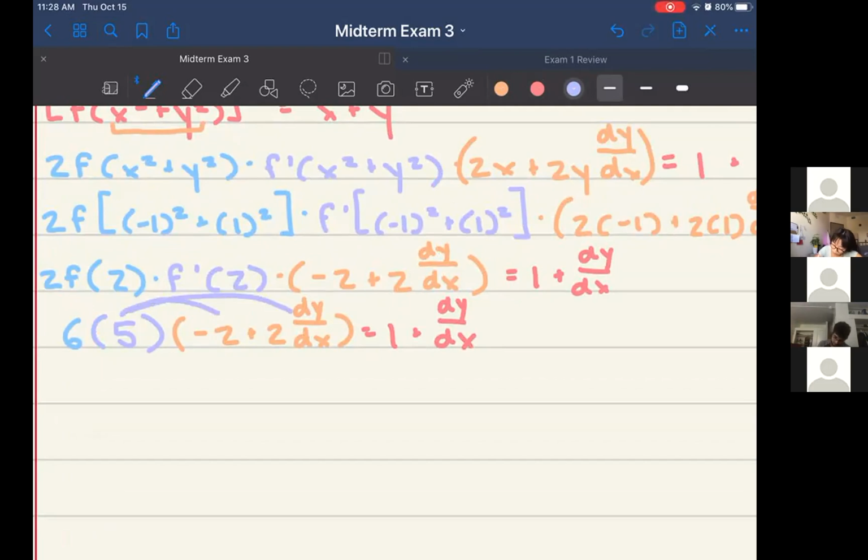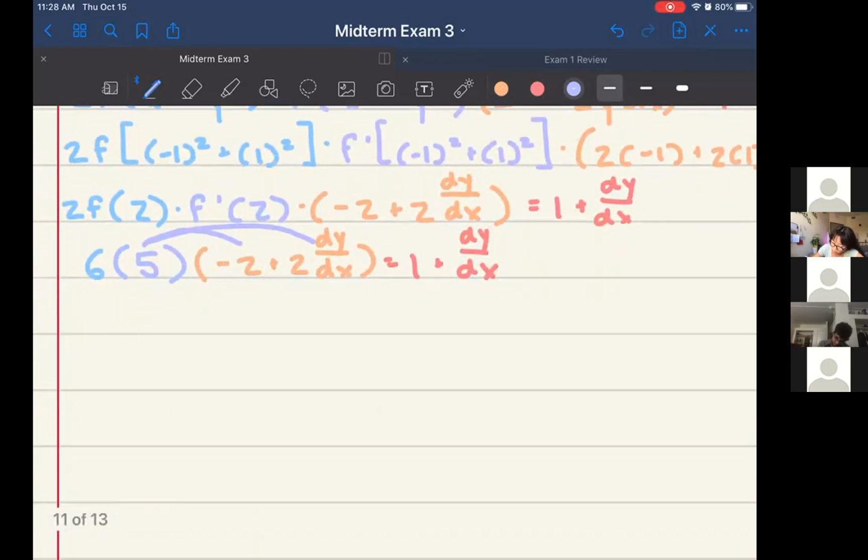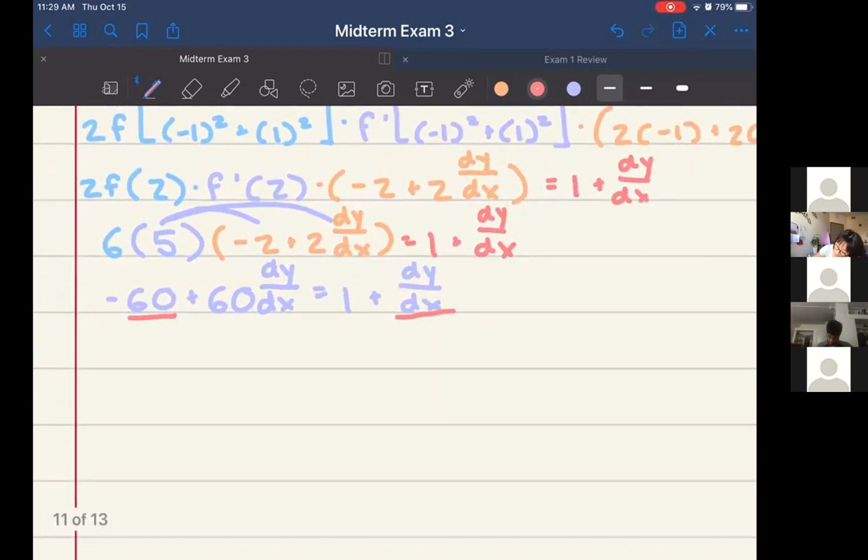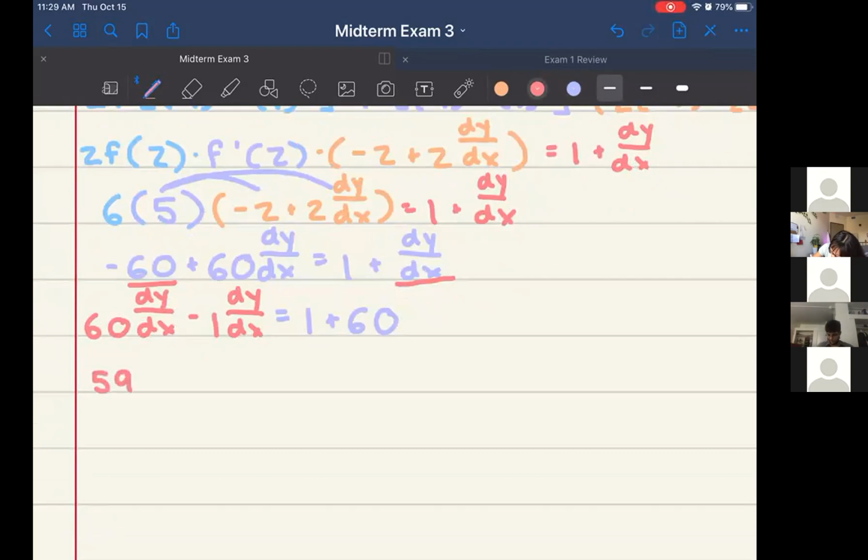So what I did, I just distributed this to each term. So that's just going to be 30 times -2 is -60, -60 plus 30 times 2 is just 60 dy/dx. And that's going to be equal to 1 plus dy/dx. Then move all the terms with dy/dx to one side. So I'm going to subtract this and then add this to the other side. So we've got 60 dy/dx minus 1 dy/dx is equal to 1 plus 60. And then just simplifying that, we have 59 dy/dx is equal to 61.